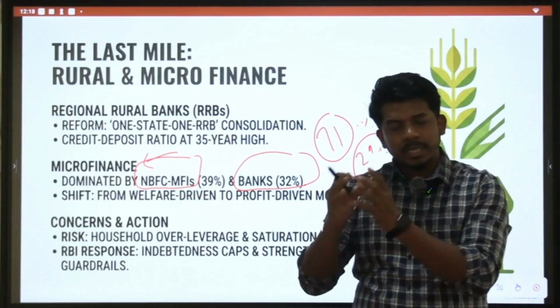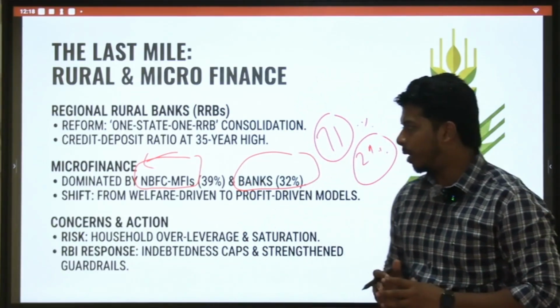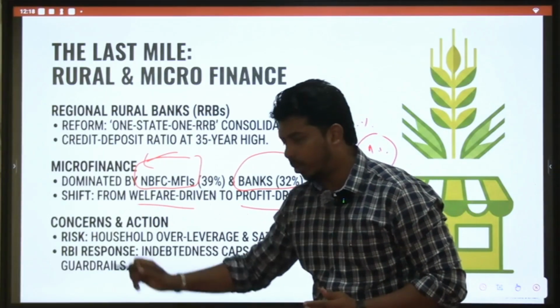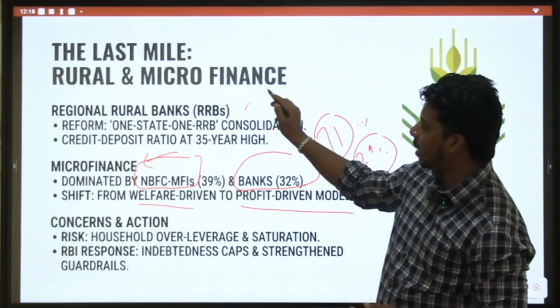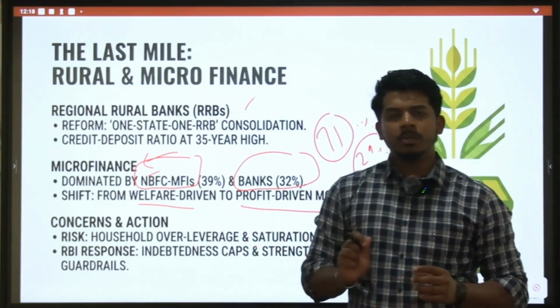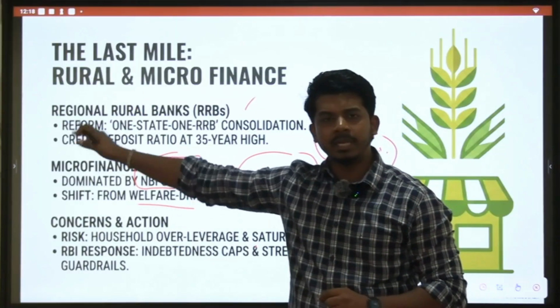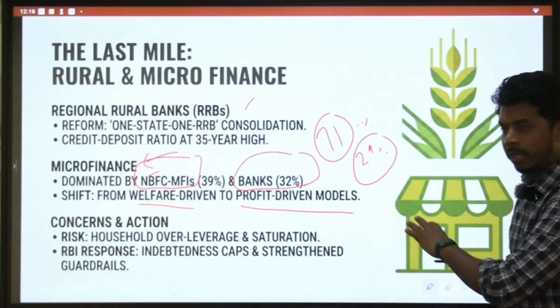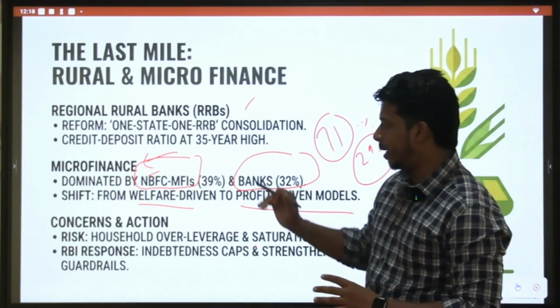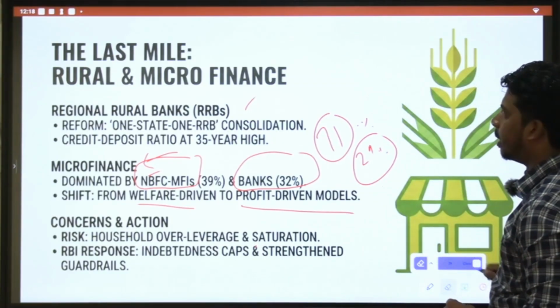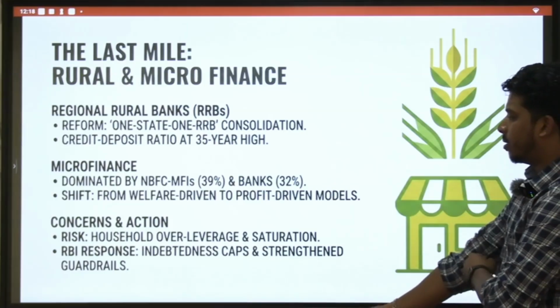But they are not customizing these loans for the poor people. So what we are seeing is profit-driven models increasing instead of welfare-driven models. So you can say in RRBs and in microfinance, we are getting a little off track. There is a need for introspection here. That is what our Economic Survey is highlighting. So what are the concerns here in RRBs and microfinance?